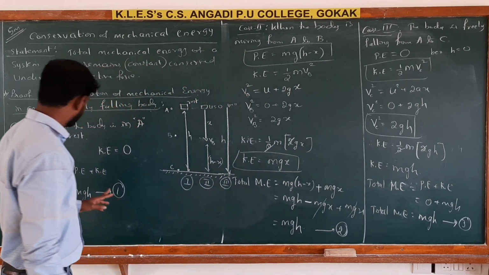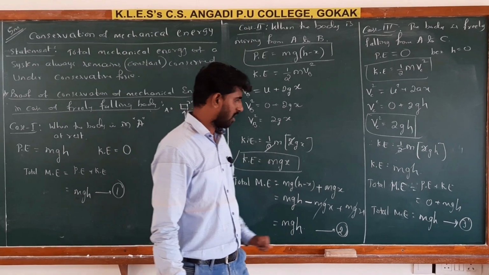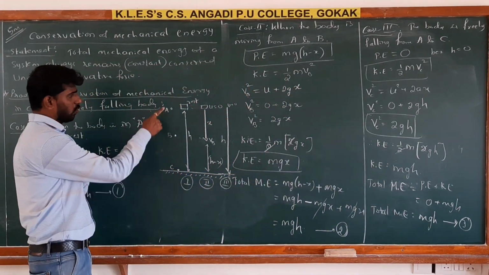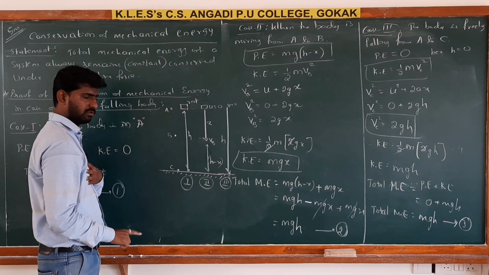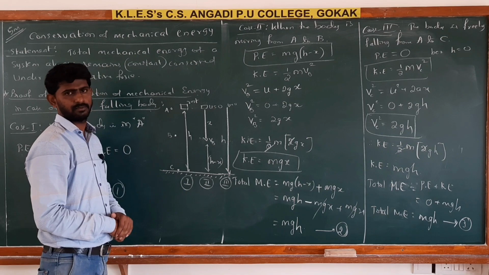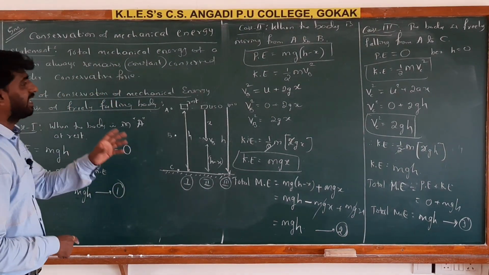Observe equation number 1, mgh. Observe equation number 2, mgh. Observe equation number 3, mgh. It means we have calculated the total energy at A as mgh, total energy at B as mgh, and total mechanical energy at C is mgh. So, this is the proof of conservation of mechanical energy.